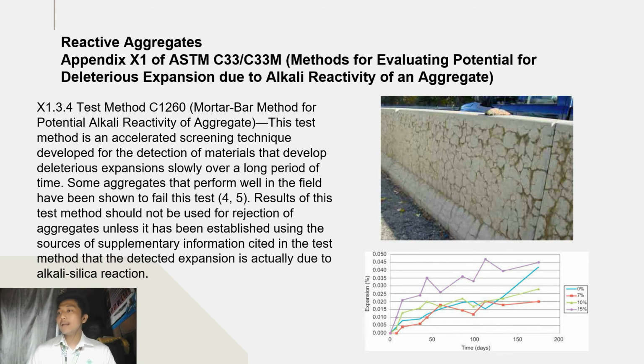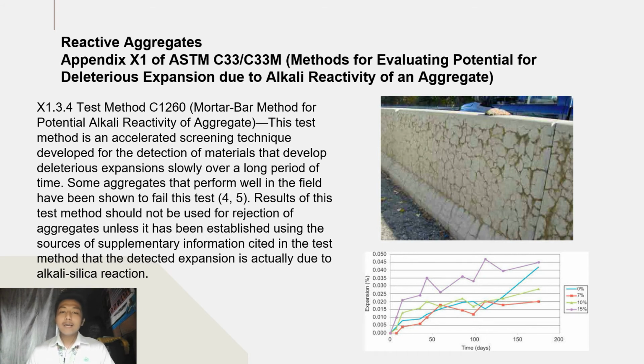This test method is an accelerated screening technique developed for the detection of materials that develop deleterious expansion slowly over a long period of time. Some aggregates that perform well in the field have been shown to fail this test. Results of this test method should not be used for rejection of aggregates unless it has been established using the sources of supplementary information cited in the test method that the detected expansion is actually due to alkali-silica reaction.